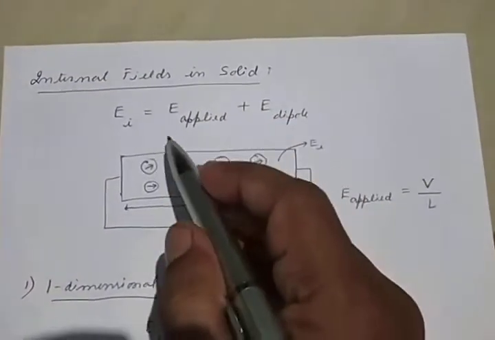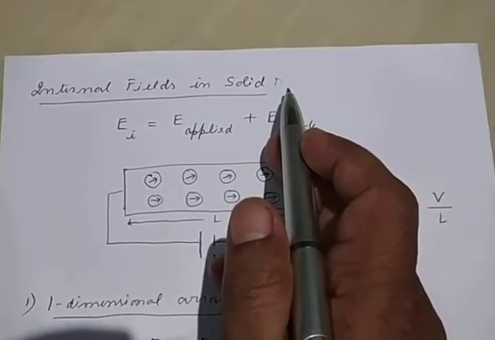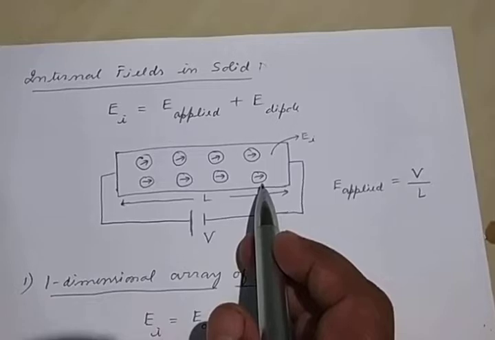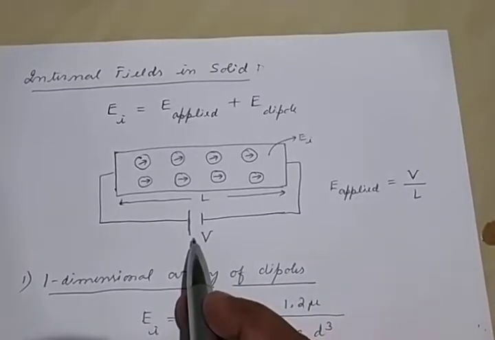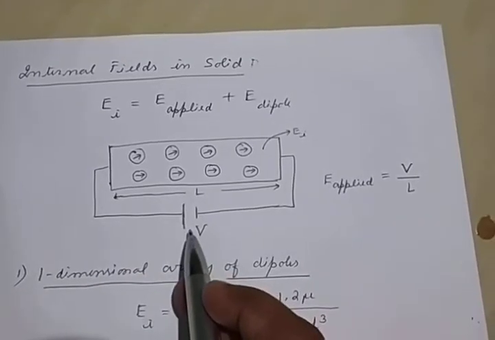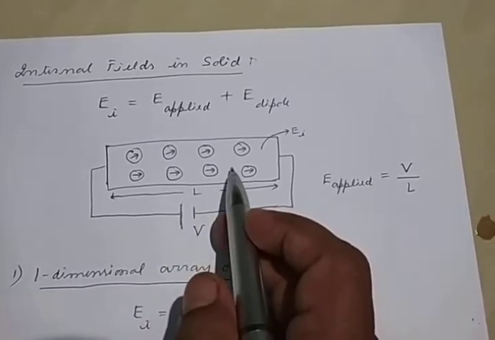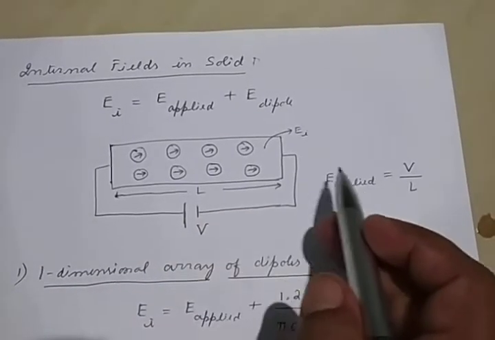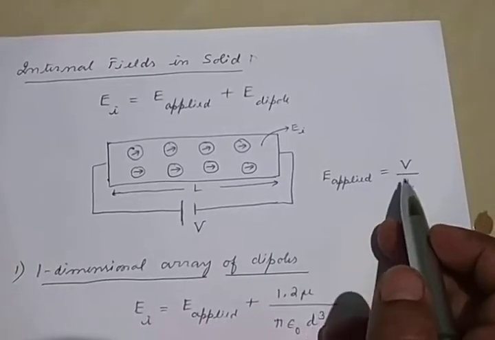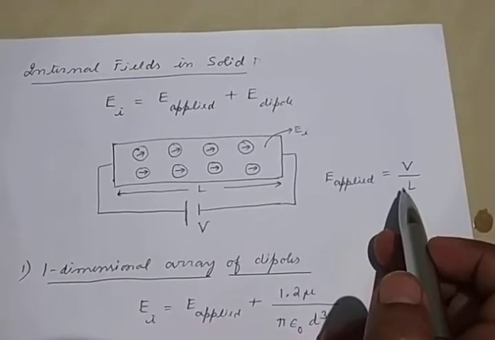In this video, let us discuss internal fields in solid dielectric materials. If I take a solid dielectric material like this and apply an external electric field by connecting it to a battery and applying some voltage, inside the dielectric there will be an electric field developed. That is the applied electric field, which is given by the applied voltage divided by the length of the dielectric material, V by L.